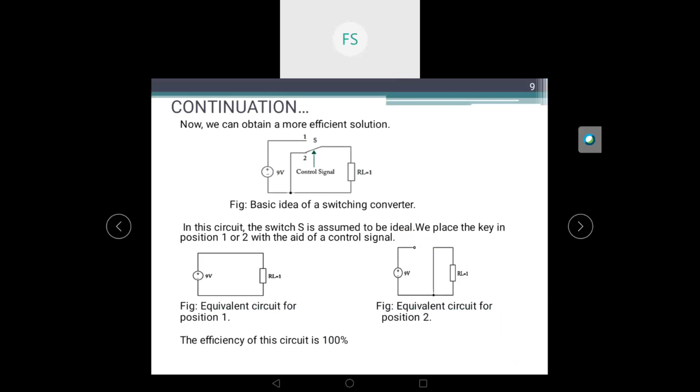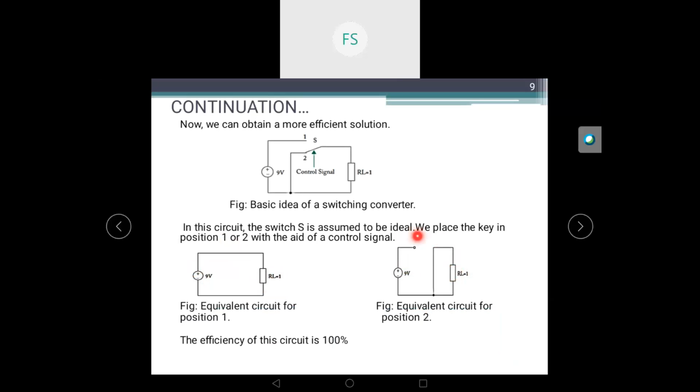So when we place the key in position 1, the output voltage will be 9 volt, right? The input voltage will be the same as the output voltage. And when the switch is in position 2, the output voltage will be 0 volt. When the switch is in position 1, the current will be 9 ampere by Ohm's law. Since the switch resistance is assumed to be 0, the power dissipated by the switch will be I squared R, that is 9 squared into 0. So naturally it will be 0, since I have considered the switch as an ideal switch.